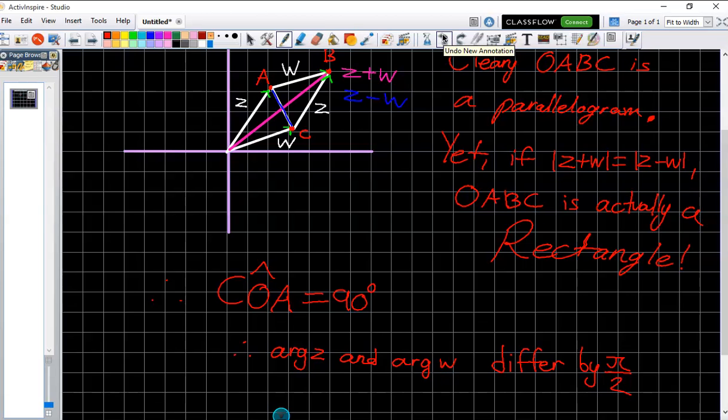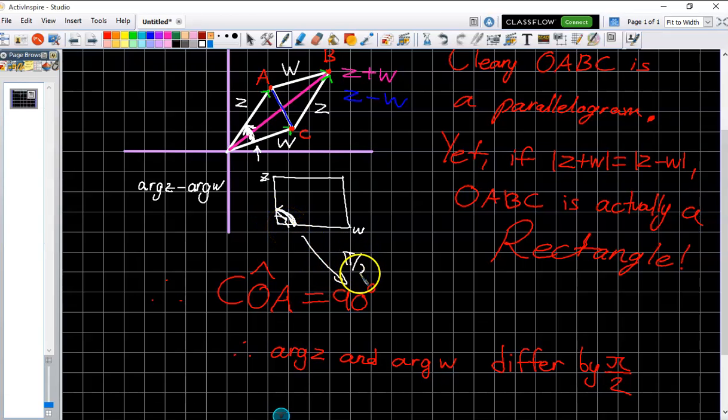Very good. So basically, this thing here has to be a rectangle. So that's your Z. That's your W. That angle becomes pi on 2. That angle is arg Z subtract arg W. So the difference becomes pi on 2 as it turns into a rectangle, which has to be 90 degrees because it's a rectangle. There we go.